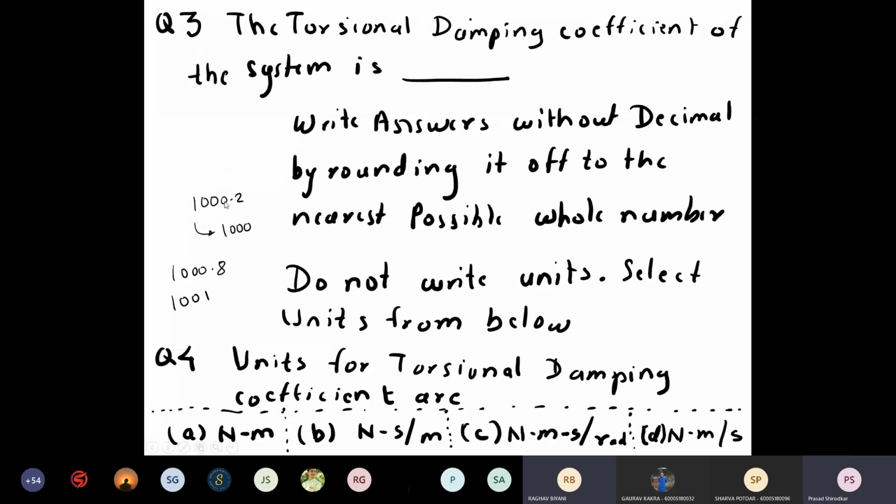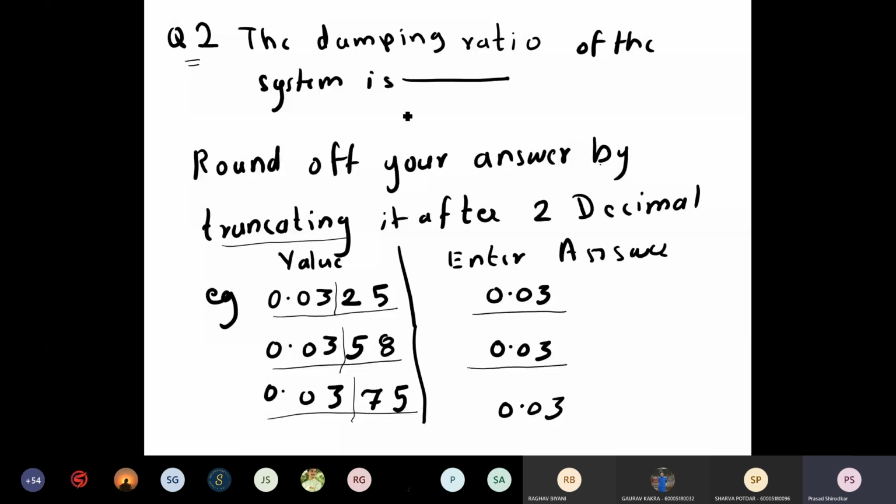Question 2. See, if your answer is 0.033, just truncate the answer after 2 decimals. So just write 0.03. If it is 0.038, after 2 decimals, truncate the answer and just write 0.03. Is that clear? There is a person who just now asked the question. Yes, sir. Thank you, sir. Okay.